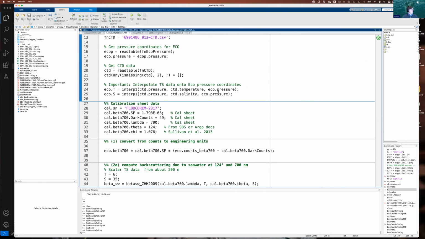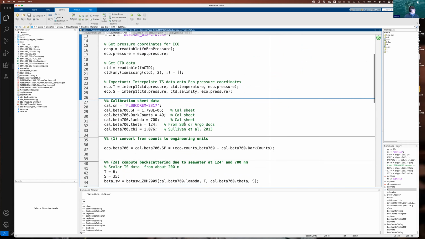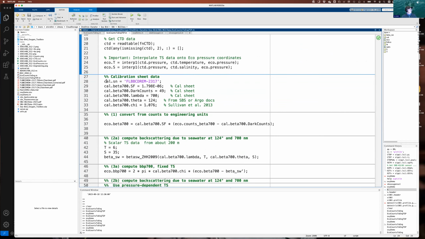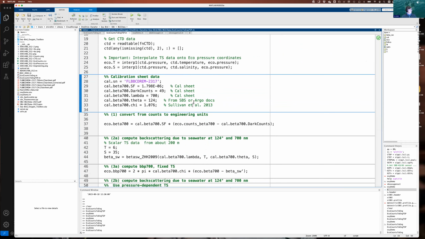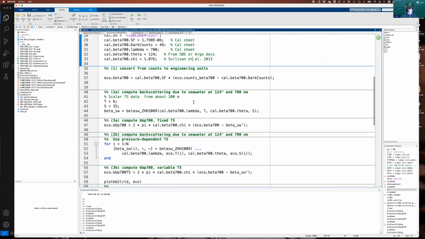That's an important step so that you have the temperature and salinity exactly where the eco was measured. In the case of a glider, this might be using time instead of pressure, as I mentioned before. Again, I've essentially created a little calibration sheet, but in MATLAB code here.